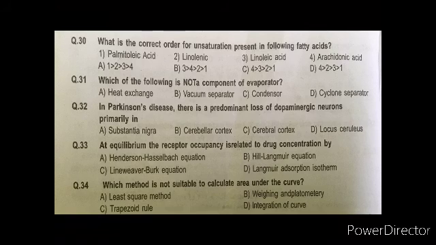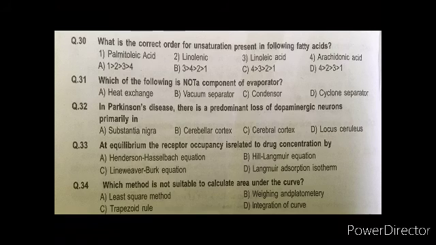Question 32. In Parkinson's disease, there is a predominant loss of dopaminergic neuron primarily in whether it is substantia nigra, cerebral cortex, or locus coeruleus. Then question 33. At equilibrium, the receptor occupancy is related to drug concentration by which of these equations? Anderson-Hasselbalch, Hill-Langmuir equation, Lineweaver-Burk equation, or Langmuir adsorption isotherm.